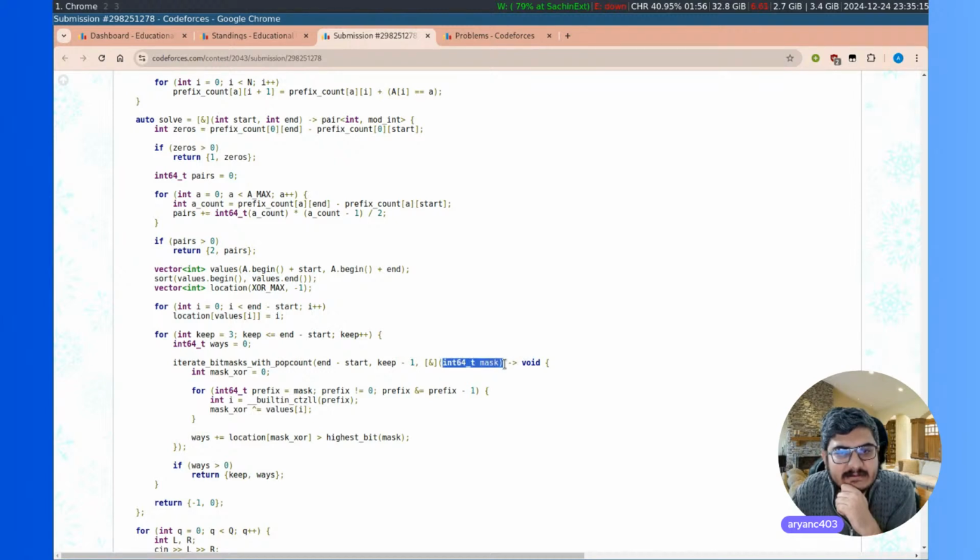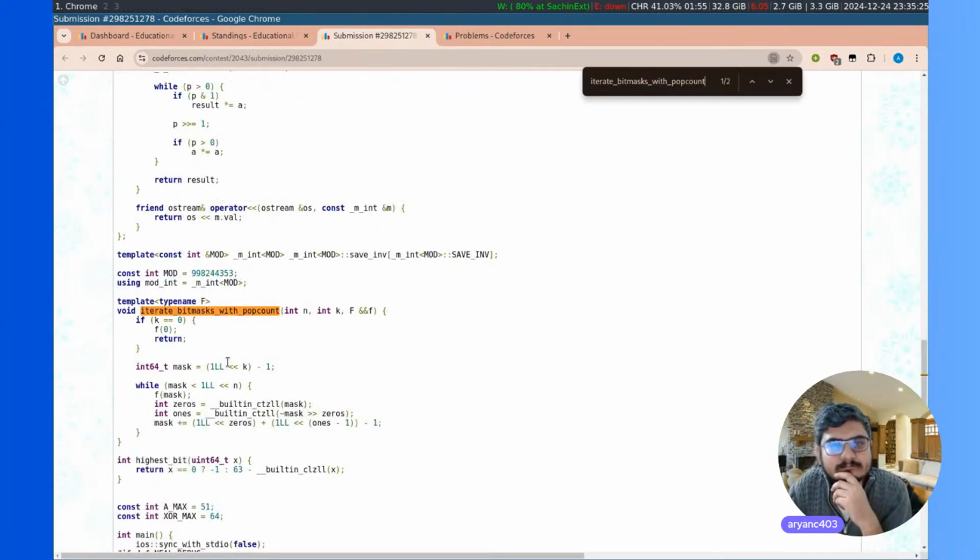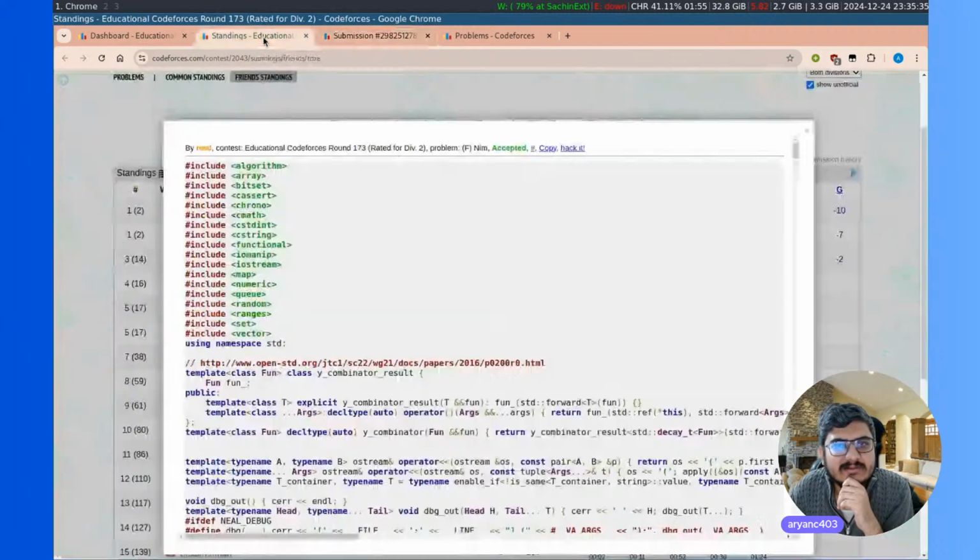If you have some mask here, I don't think I understand this one.